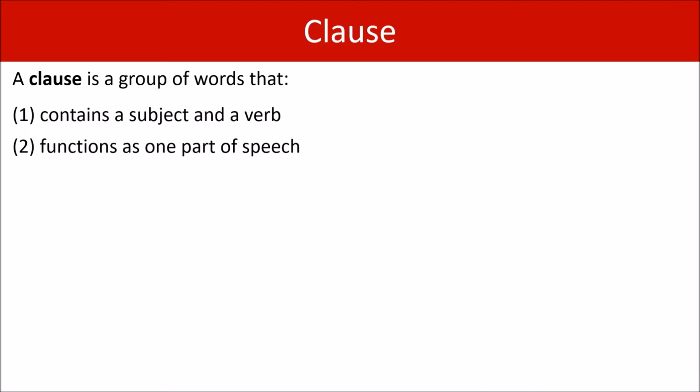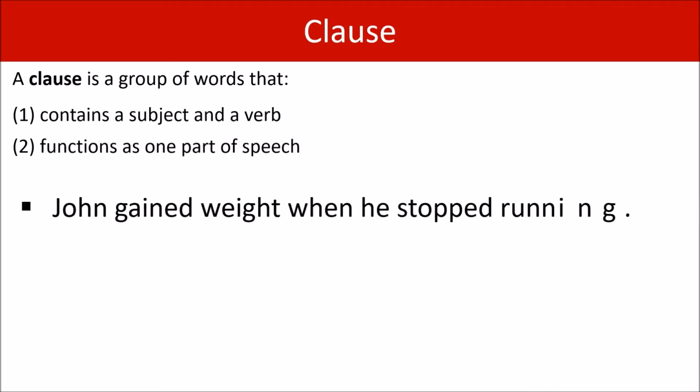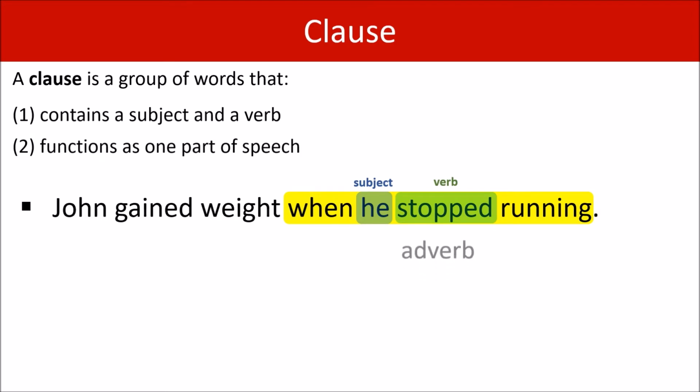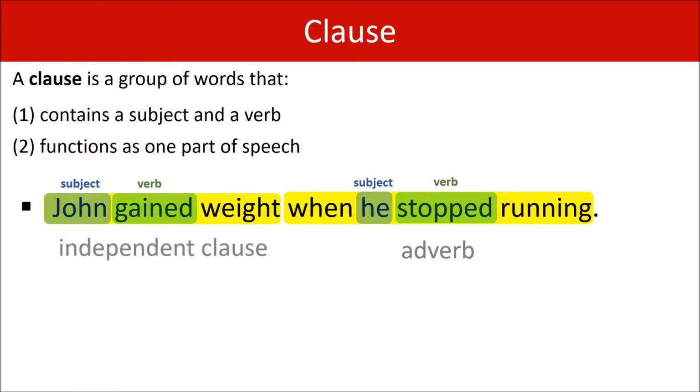Let's look at that adverbial clause again. John gained weight when he stopped running. Well, there's our subject, there's our verb, and we know that this clause is functioning like an adverb, so it's an adverbial clause. But look at this. John gained weight. That also has a subject. That also has a verb. That looks a little bit like a clause. And it is a clause. It's an independent clause. In fact, it's the main clause.